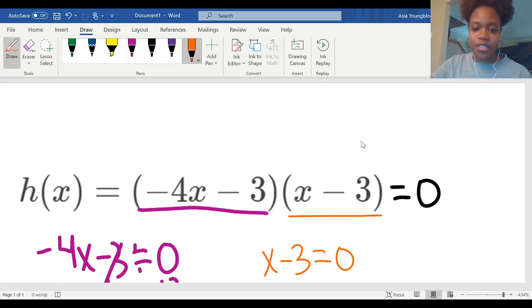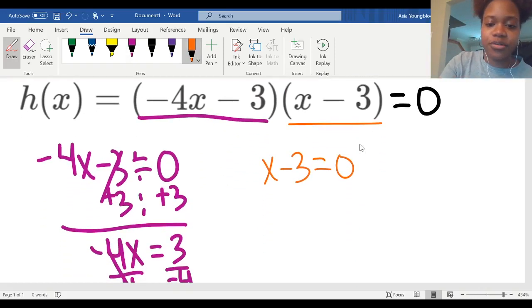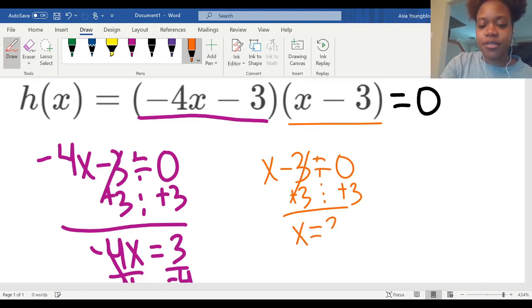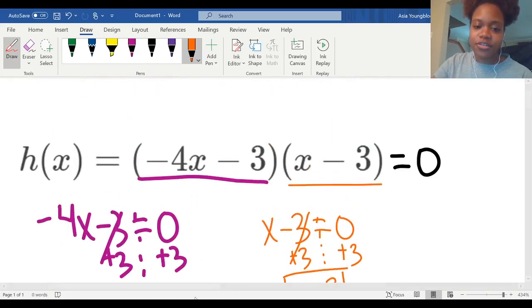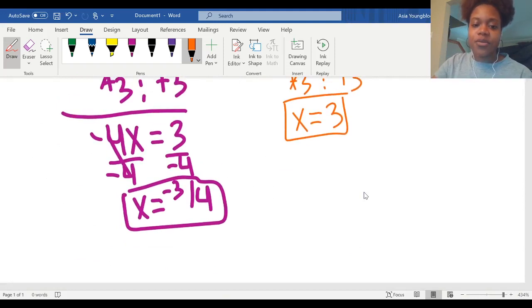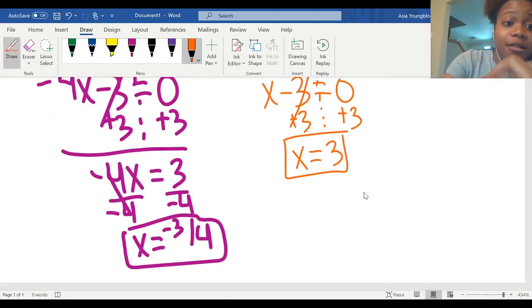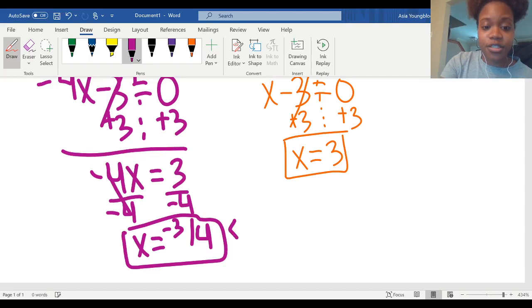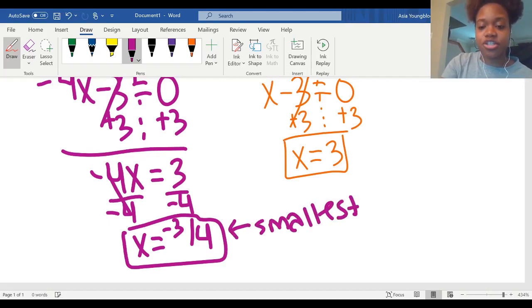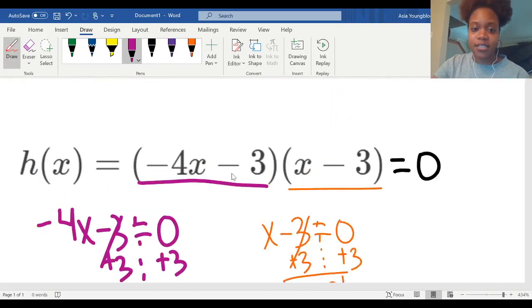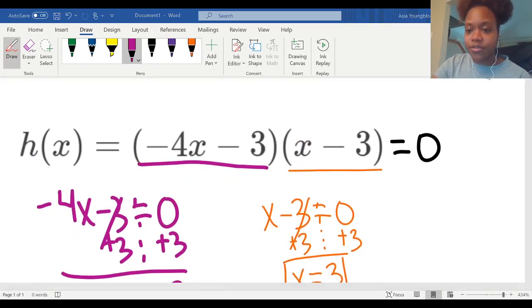Our next equation we need to solve is x minus 3 equals 0. So all we need to do is add 3 to both sides. So we would get x equals positive 3. So that's our second 0. Again, these are the 2 x values that will make this function equal to 0. So in Khan Academy, it asks that you put the smallest answer first. So this is our smallest answer. So we're going to type that answer first. And I'll show you how to type it into Khan Academy on the last problem. So we're just going to go ahead to our next problem.